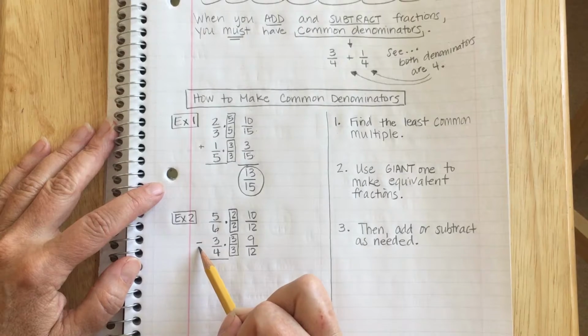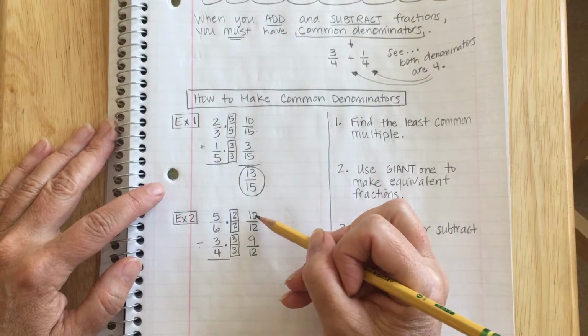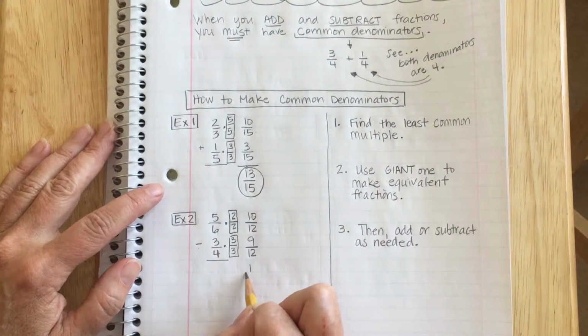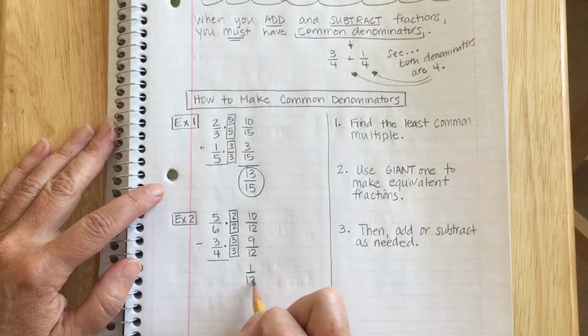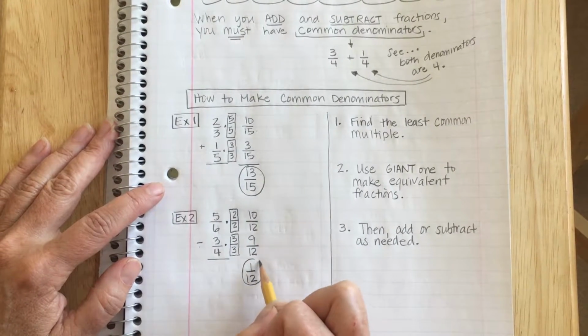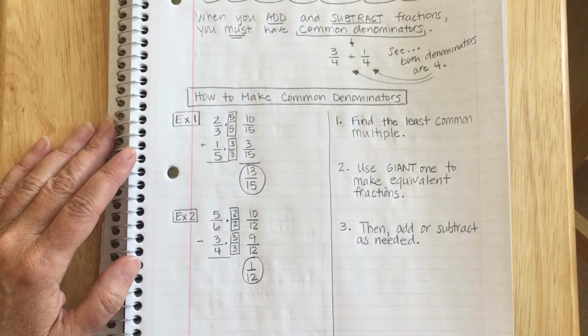Now this one subtracts, so I'm going to go ahead and subtract my numerators. 10 minus 9 is 1. I keep my denominator of 12, and I'm done. That is how you find common denominators.